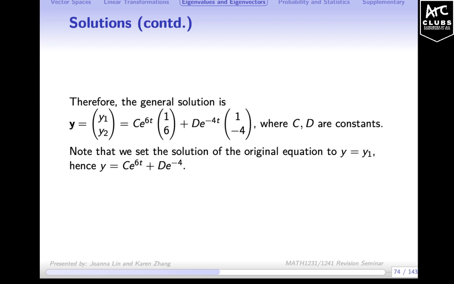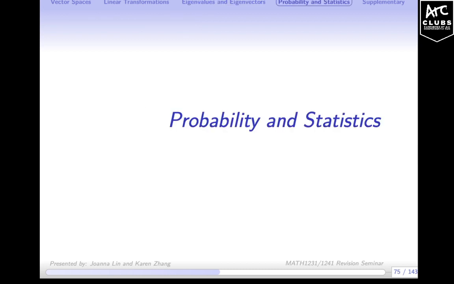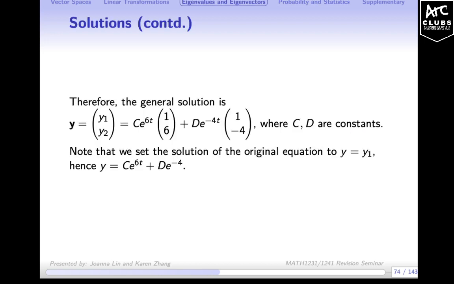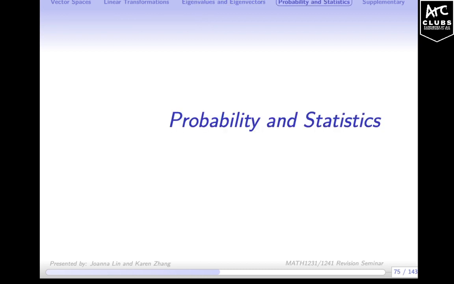Hopefully you guys are okay with this, and we'll move on to probability and statistics. I'm not sure if you've covered Markov chains in 1231, but we didn't cover it today because it is a little too complicated and very long to explain, and it also rarely comes up in exams anyway. But if you want any help with that, feel free to ask, and I might add a little of that in the supplementary materials.